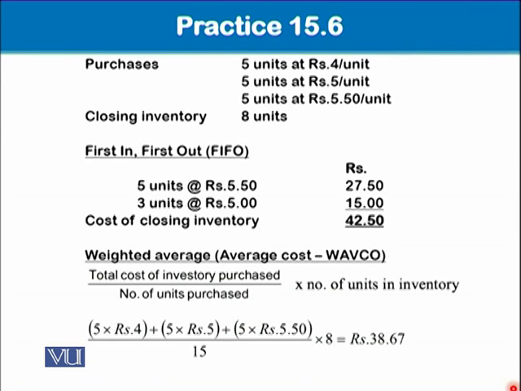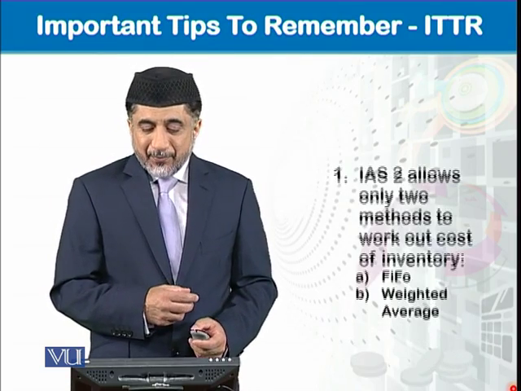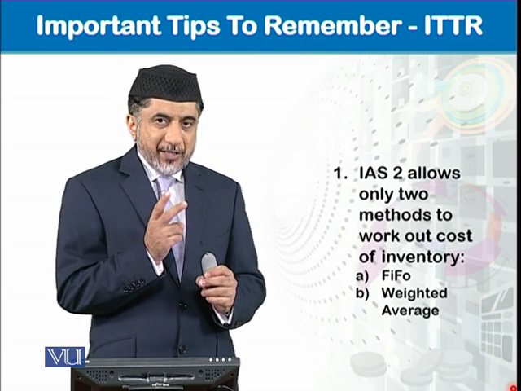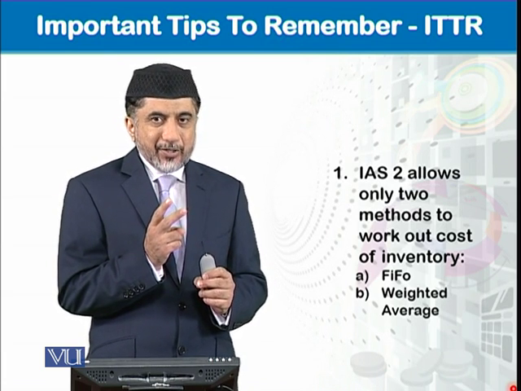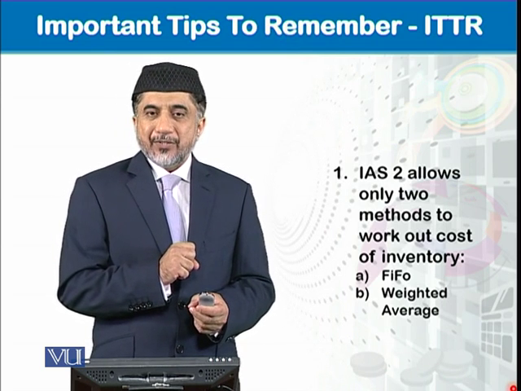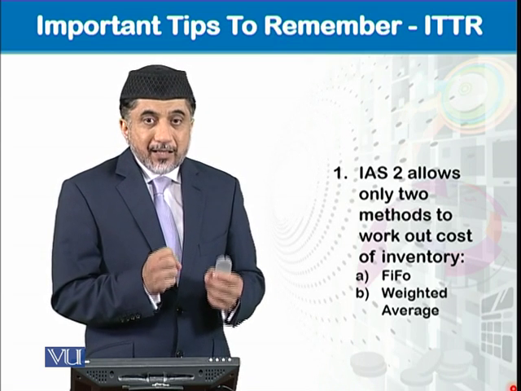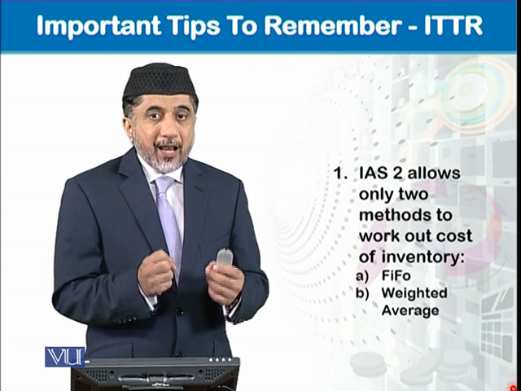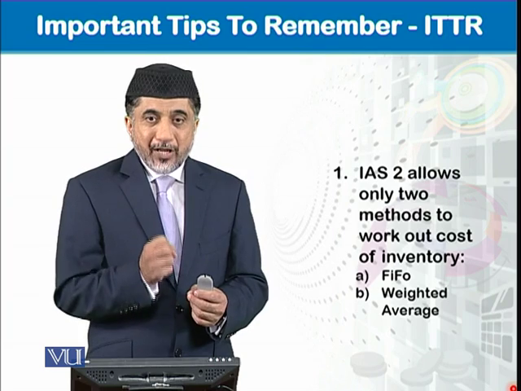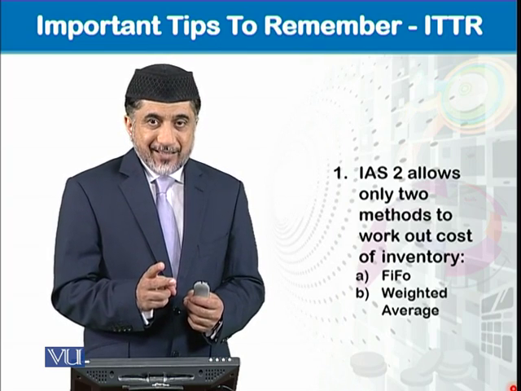Agreed? That's very fine. So the important tip to remember in this module is that IAS 2 allows only two methods for calculating cost of inventory, and that is first in first out and weighted average. None of the other methods are allowed by international accounting standards. So we have to follow either the FIFO method or the weighted average method. Okay, thank you.